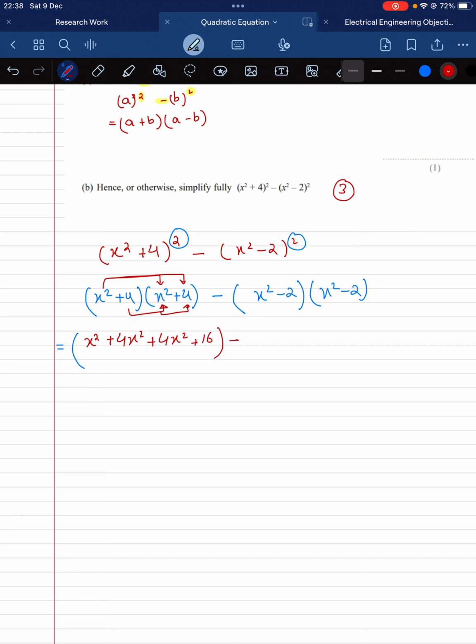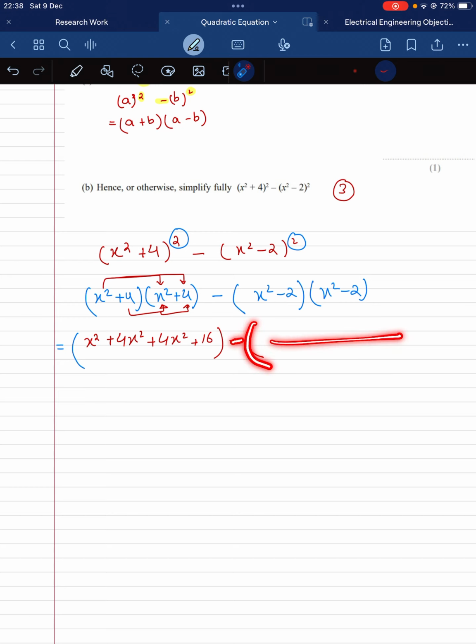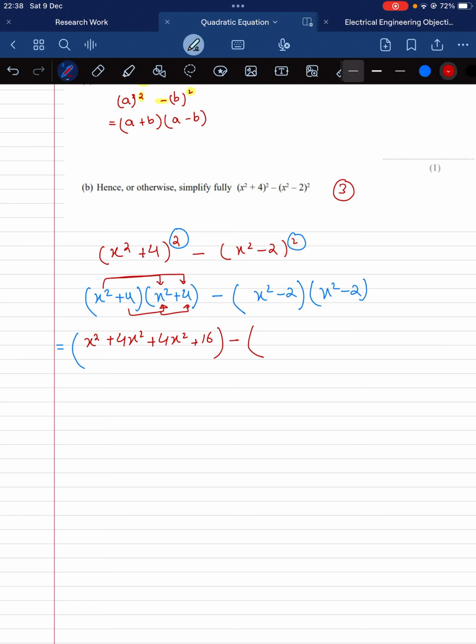Now because of this minus we are putting the brackets. If you directly open this bracket, if you don't write this bracket, then you will not get the right answer, because this is the minus. Because of this minus, the inner signs will be changed, right? So we don't need to open this bracket right now.